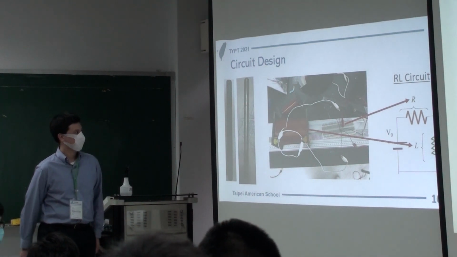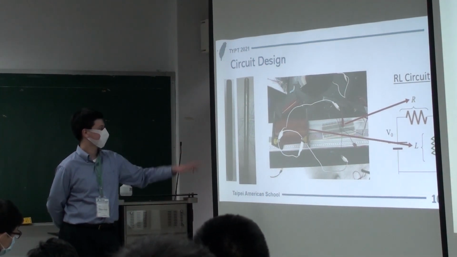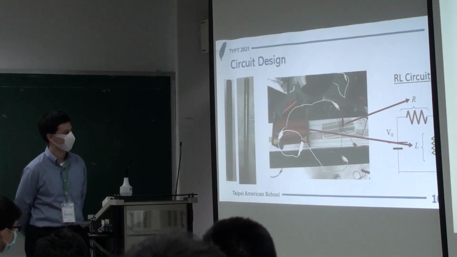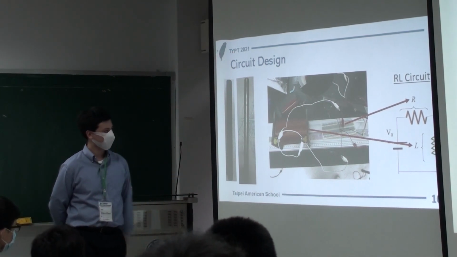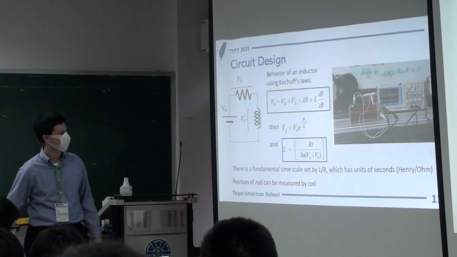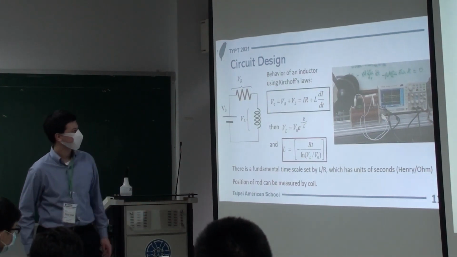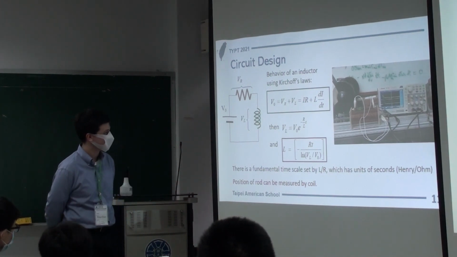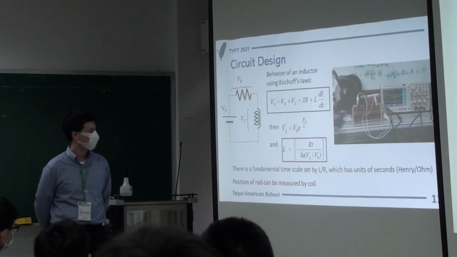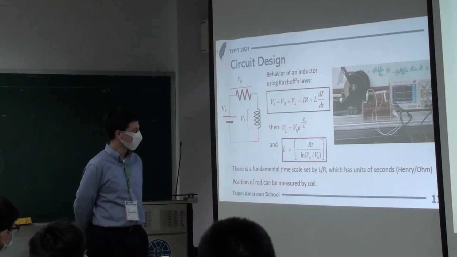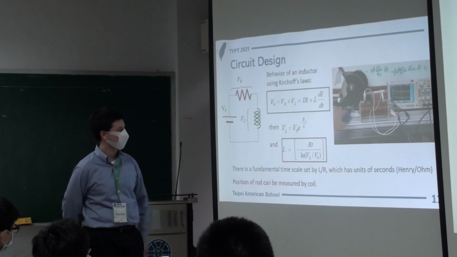So now let's go over our circuit design. First of all, these are just the ferromagnetic materials that we've chosen, namely ferrite and nickel. And here is the RL circuit that we designed to measure the inductance. So you can see, using Kirchhoff's laws, we can determine the voltage across the inductor here, which is going to be L di/dt.